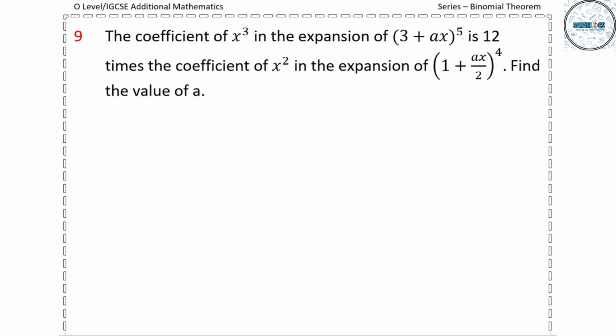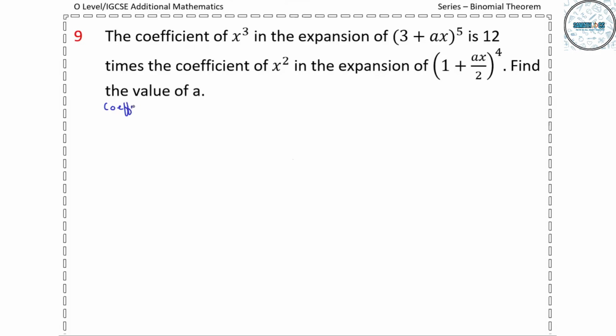Let's do another question. The coefficient of x cube in the expansion of (3 + ax)^5 is 12 times the coefficient of x squared in the expansion of (1 + ax/2)^4. Find the value of a. So first of all, we have to find the coefficient of x cube, then the coefficient of x squared. The coefficient of x cube is 12 times the coefficient of x squared. Then we will be able to find the value of a.